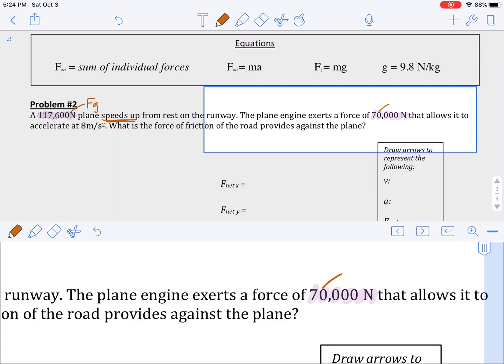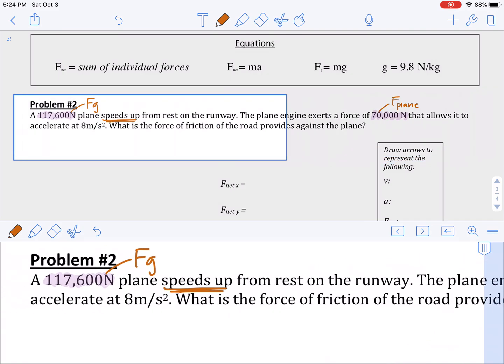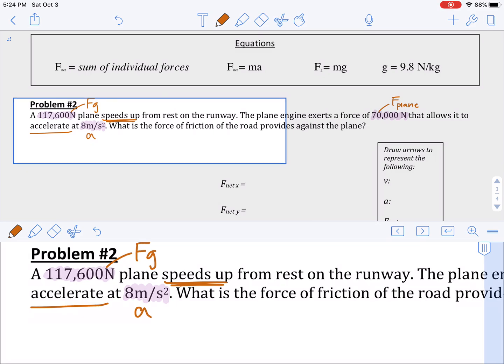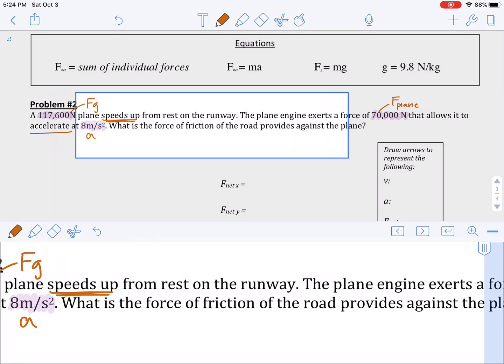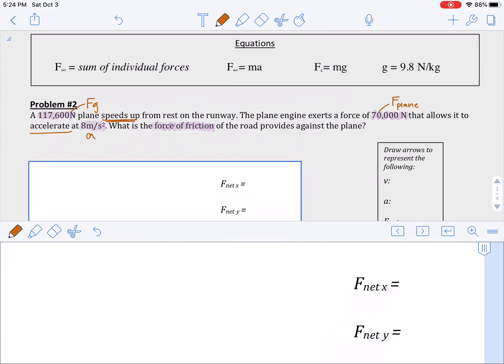So this is the force from the plane that allows it to accelerate at 8 meters per second squared. Notice too, this is acceleration because it says accelerate at. Notice that this is a positive acceleration. What is the force of friction? This is what we're looking for, the force of friction of the road that the road provides against the plane.